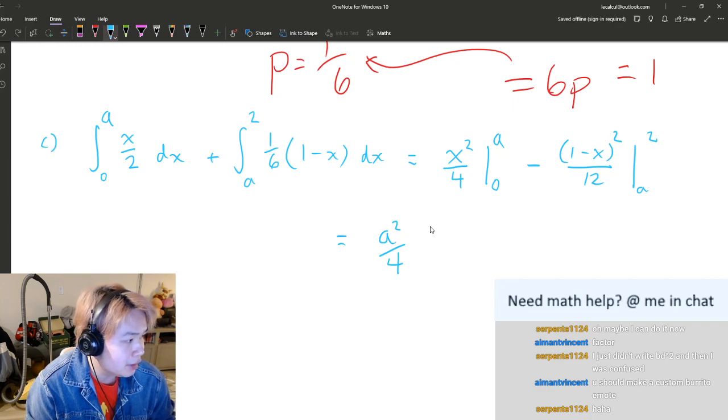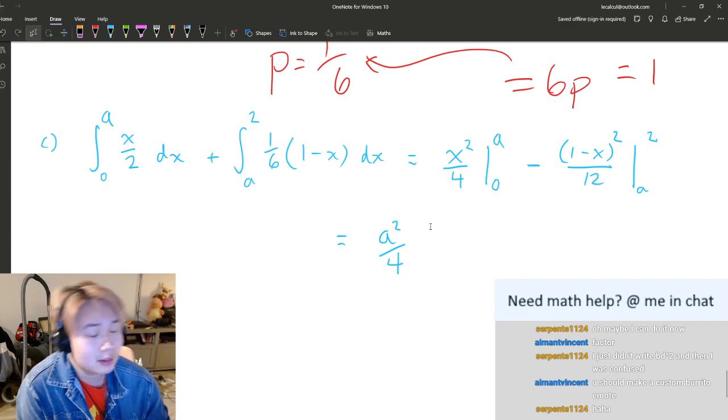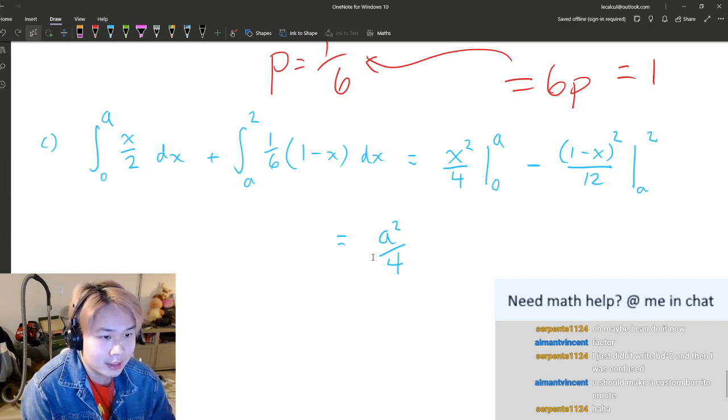Custom burrito emote. You can just use the burrito emoji. What is word going around about the burrito story?